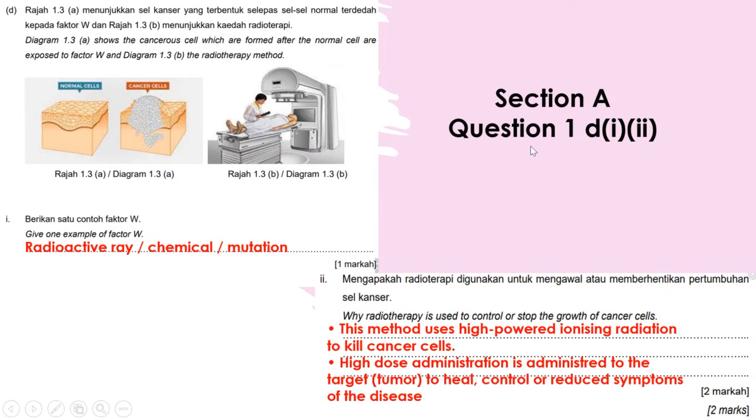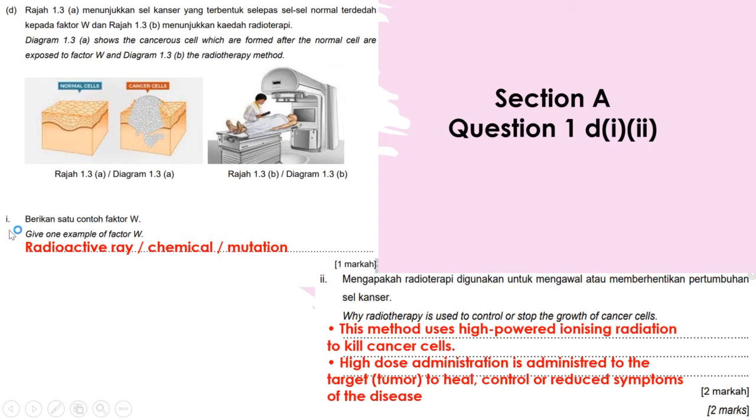Now we go to Section A, question 1D, 1 and 2. Diagram 1.3a shows the cancerous cells which are formed after the normal cells are exposed to factor W, and diagram 1.3b shows the radiotherapy method. When the normal cells are exposed to factor W, they will form the cancerous cells here. Radiotherapy is a method of using radioactive rays to destroy the cancerous cells.